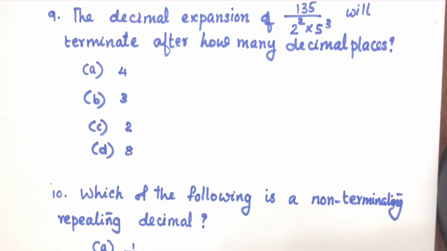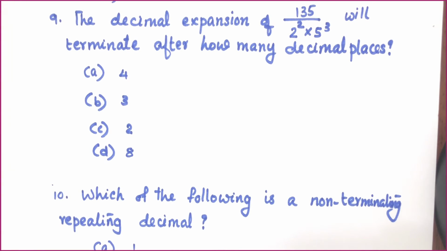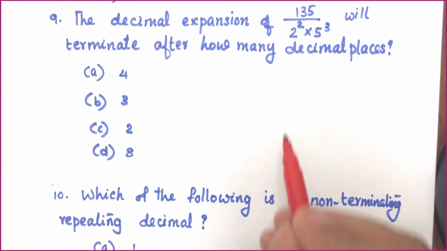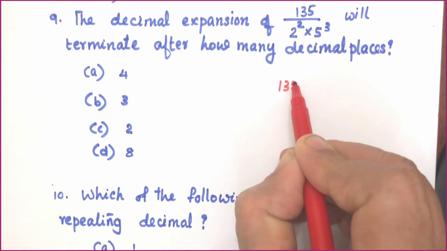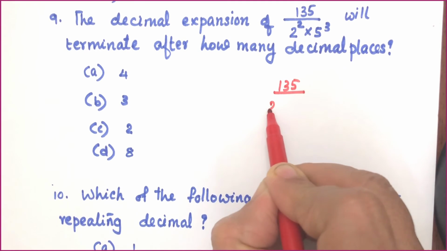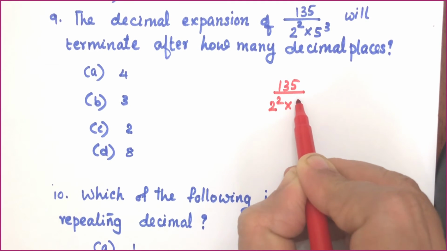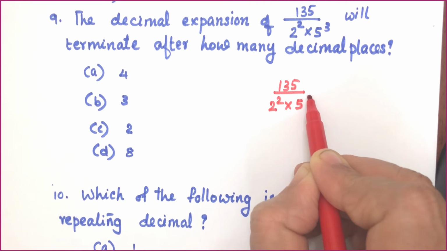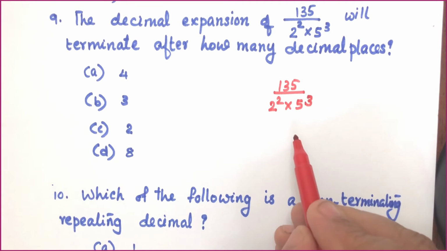Question 9 is similar to question number 8, but with a small difference. Let's see. The decimal expansion of 135 divided by 2 square times 5 power 3 will terminate after how many decimal places? Here the numerator is 135 and the denominator is 2 square times 5 to the power 3. Look at the denominator. 5 is having the largest power 3. But don't change 2 to the same power.